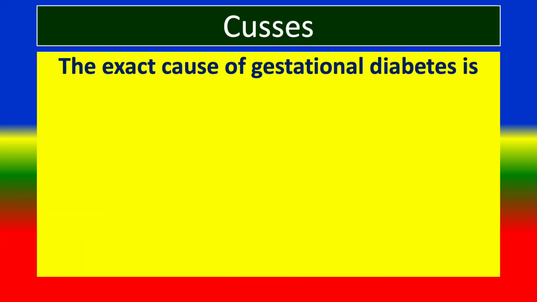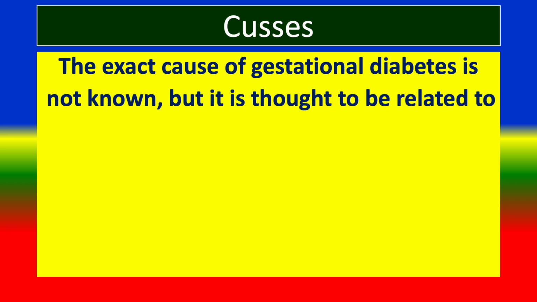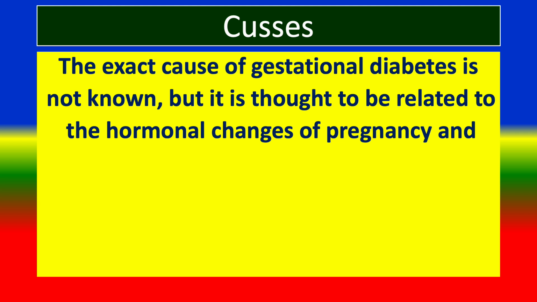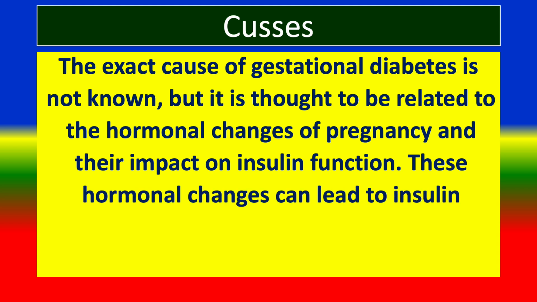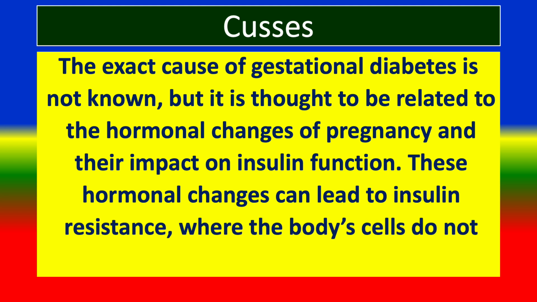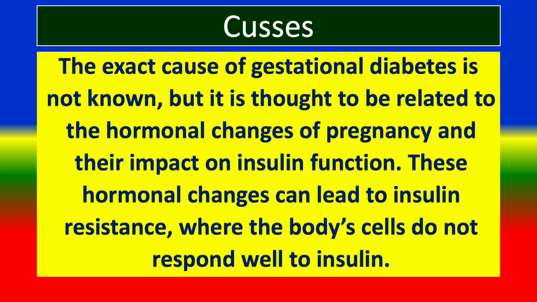Causes. The exact cause of gestational diabetes is not known, but it is thought to be related to the hormonal changes of pregnancy and their impact on insulin function. These hormonal changes can lead to insulin resistance, where the body cells do not respond well to insulin.